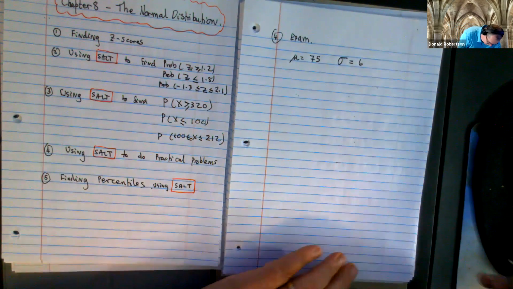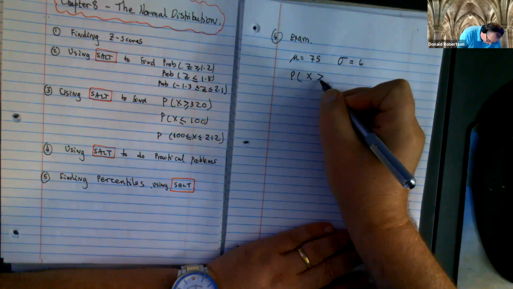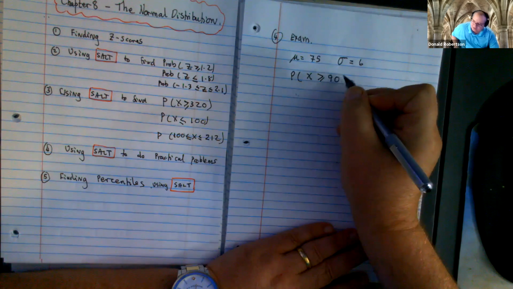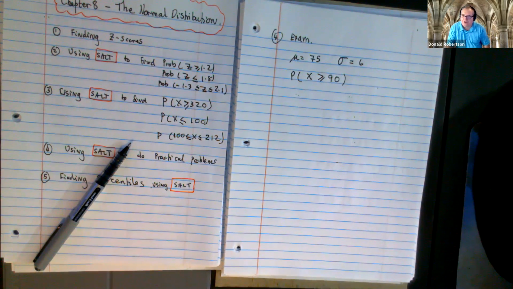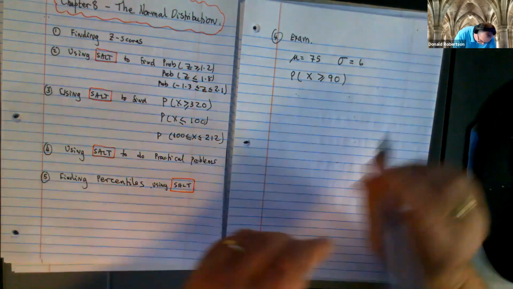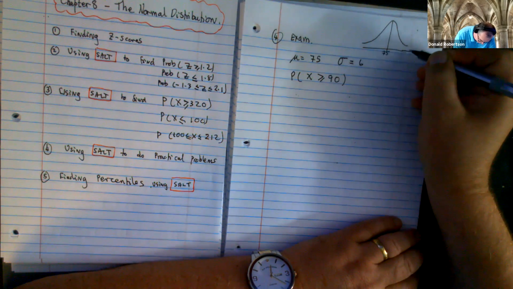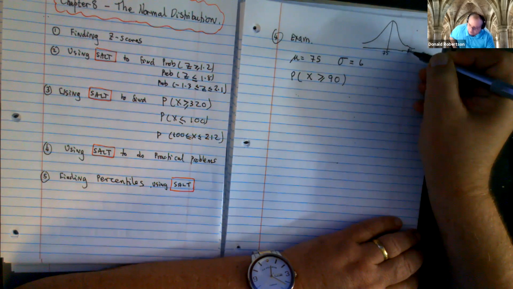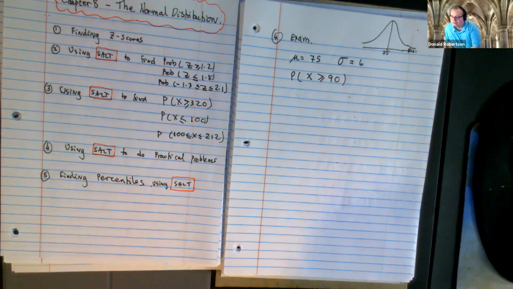And I would like to know, what's the probability that somebody in my class scores above 90? What's the probability that I randomly pick somebody in my class and they get a score greater than or equal to 90? Based on that raw data and the fact that we'll assume that the data is normally distributed, so there's 75, 90 is kind of somewhere over here, isn't it? Would you agree it's probably going to be quite small? But I want to put a number on quite small.